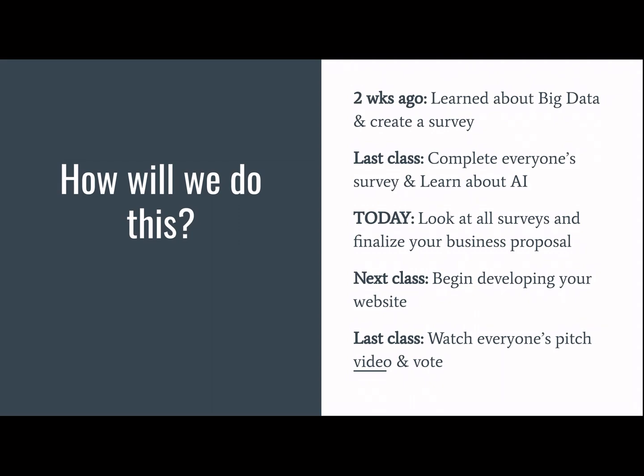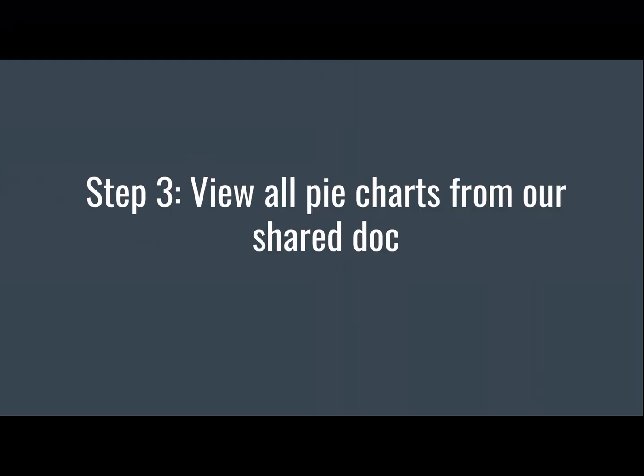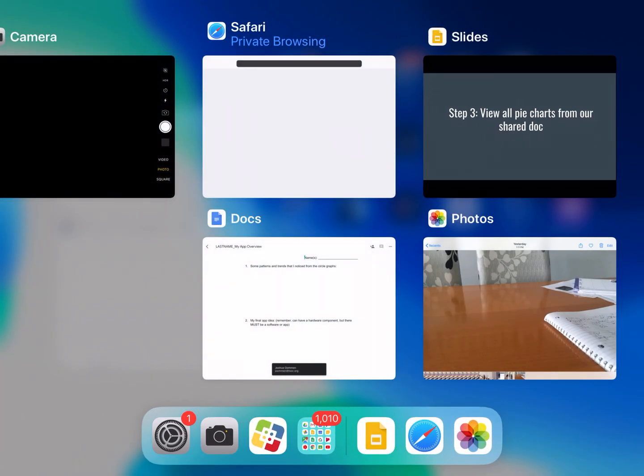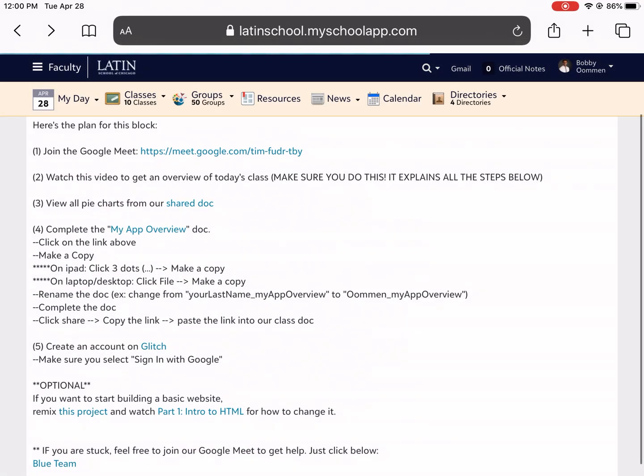Today, you're going to look at all the surveys in the form of the pie charts, and then you're going to finalize your business proposal. The next class, you're going to develop your website, and the last class, you're going to watch everyone's pitch video and vote. So today we're going to look at all the surveys and finalize your proposal. When I ask you to look at all of these pie charts from our shared doc, here's what's going to happen. It says step 3. What I mean is step 3 on Romanet says view all the pie charts from our shared doc.